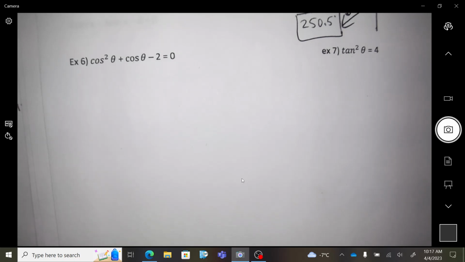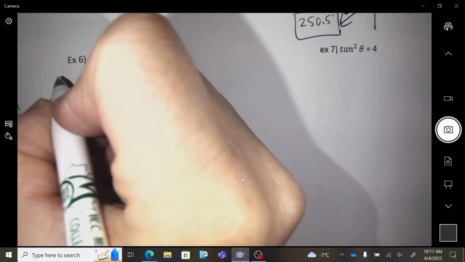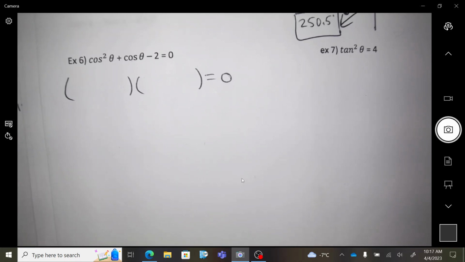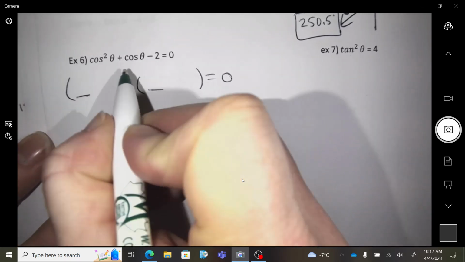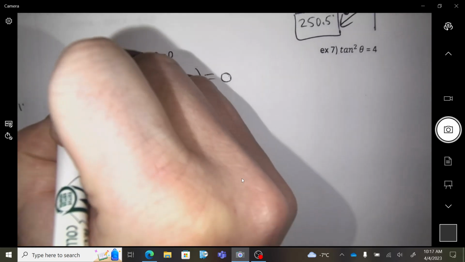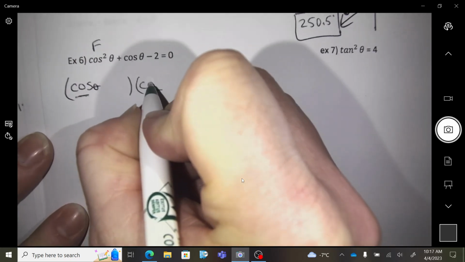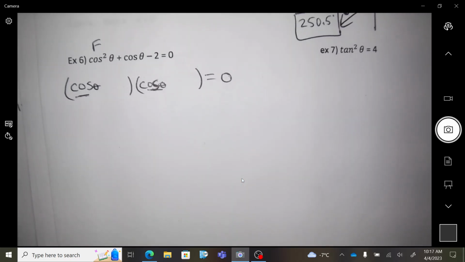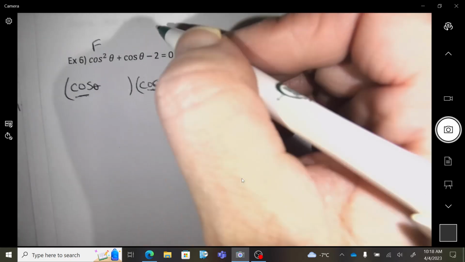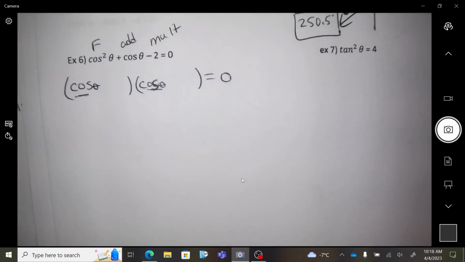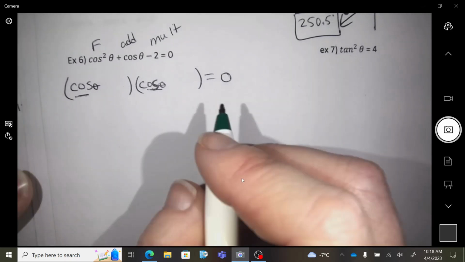Should I list them? Is it a GCF, a difference of squares, simple trinomial, or complex trinomial? Simple trinomial. So how do we do simples? We do 2 brackets. The first times the first needs to make that. So I need a cos theta and a cos theta to make a cos squared theta. What multiplies to that and adds to that? What multiplies to 2? 2 times 1?